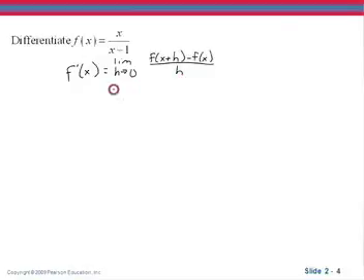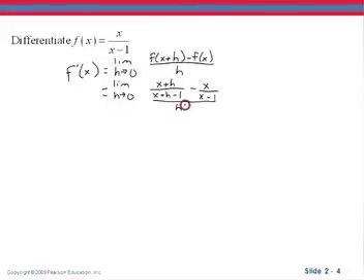Now in the past recordings we used x sub 0, and x sub 0 was a specific point, but we're going to use x here. So this is going to be the limit as h approaches 0 of f of x plus h. Well, that means we're going to take our function and plug x plus h in for x. So we'll have x plus h divided by x plus h minus 1 as our f of x plus h, minus f of x, which is what we started with, x divided by x minus 1. And this is all over h.